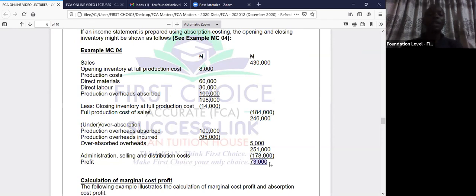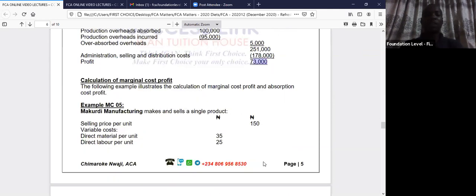Now notice here that the profit will be different from that of marginal costing because of the way we have valued our opening stock and the way we valued our closing stock. And that's the major difference. In a future lesson, we are going to be looking at stock valuation. How do we value our stock? I'll be showing you that in a future lecture.